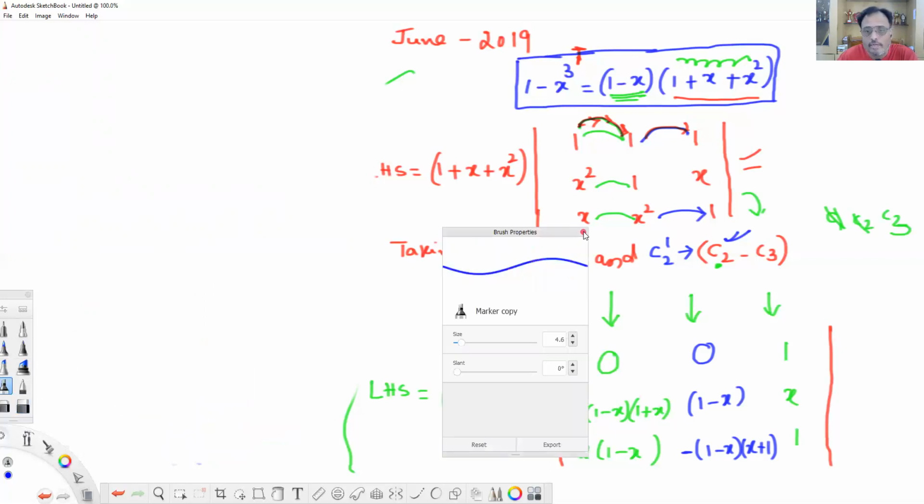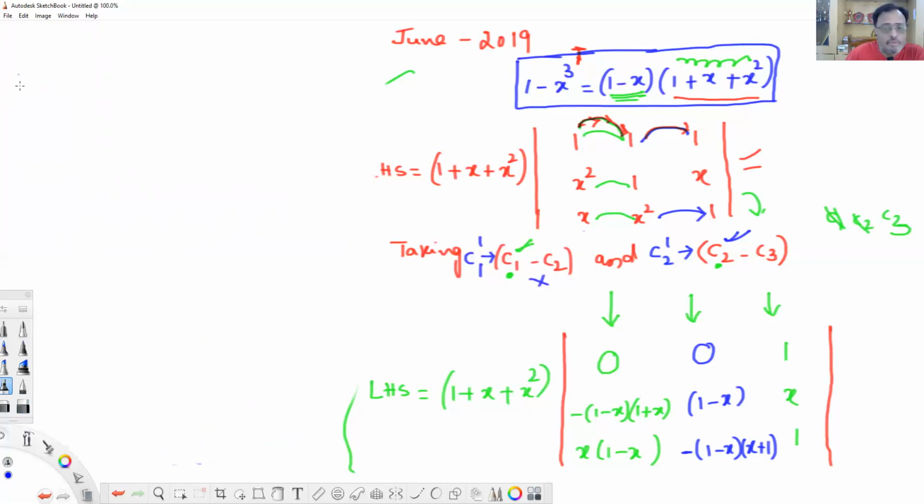So with blue ink, now I'm going to write LHS is equal to 1 plus x plus x square under determinant. Now we can write column wise: 0, minus of 1 minus x into 1 plus x, 1 on the same here only, and x into 1 minus x. Second column 0, 1 minus x.